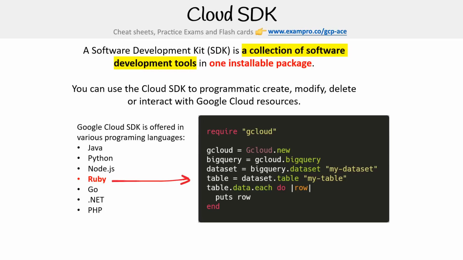And so here's this example of us using the SDK with Ruby code. So we've installed the package as a Ruby gem. That's how we did it. And we're accessing BigQuery, and we're just iterating over that table. Okay.